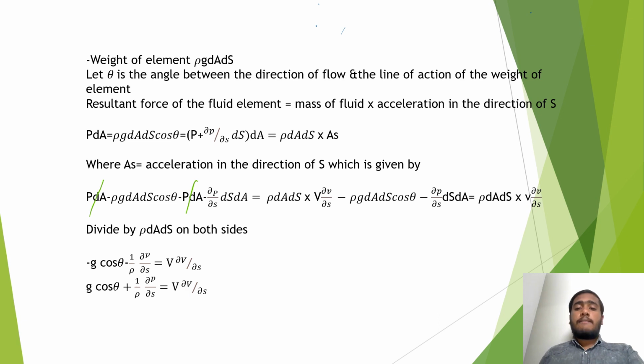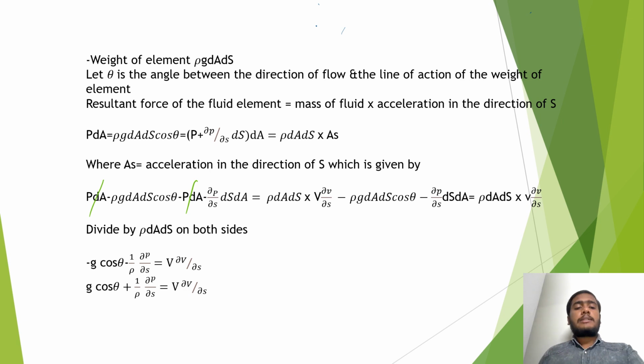which is given by P dA − ρ g dA ds cos θ − P dA − ∂P/∂S ds dA = ρ dA ds V ∂V/∂S. So −ρ g dA ds cos θ − ∂P/∂S ds dA = ρ dA ds V ∂V/∂S. Here P dA gets cancelled. Divide by ρ dA ds on both sides. We will get −g cos θ − (1/ρ) ∂P/∂S = V ∂V/∂S.